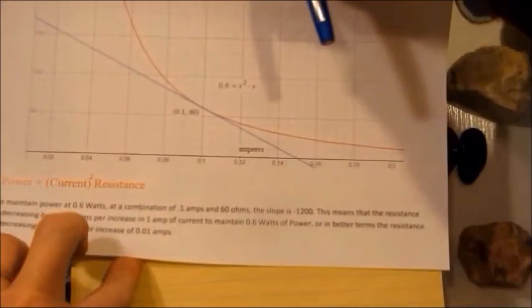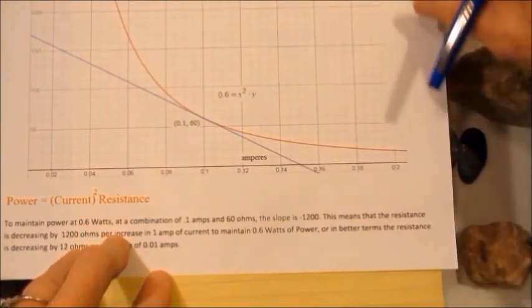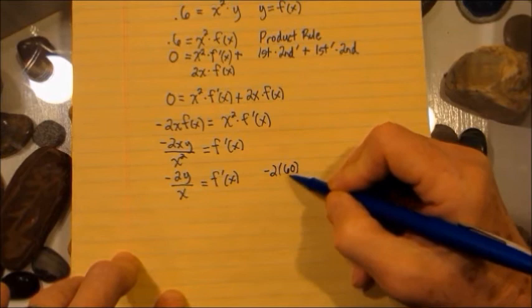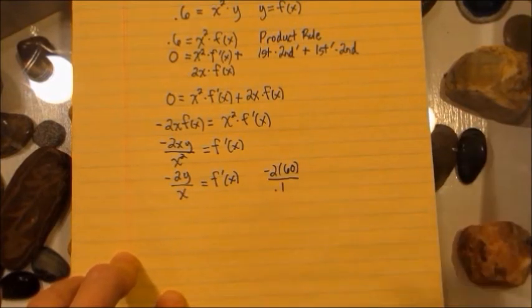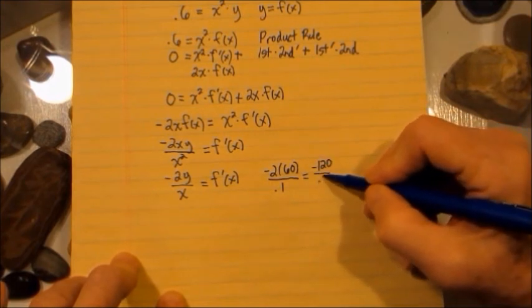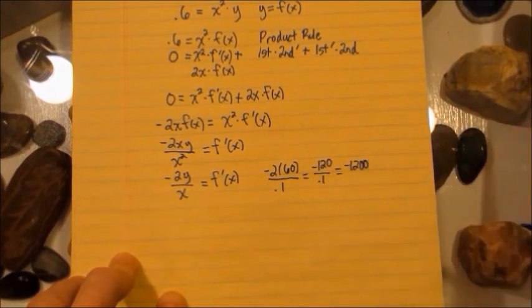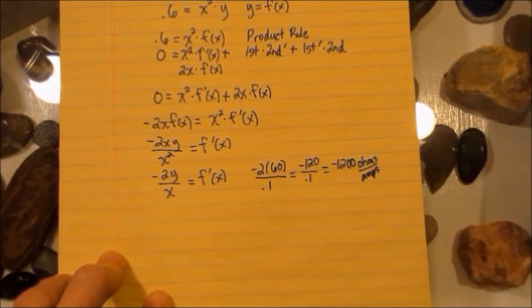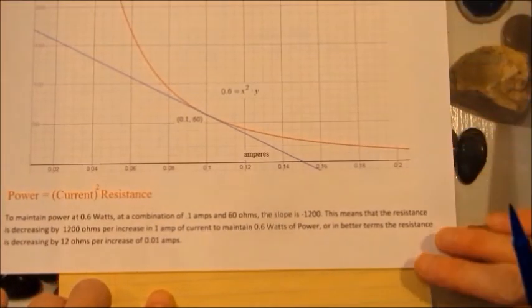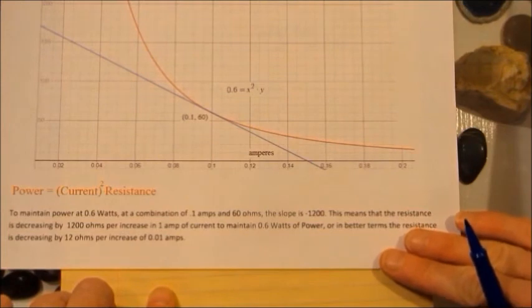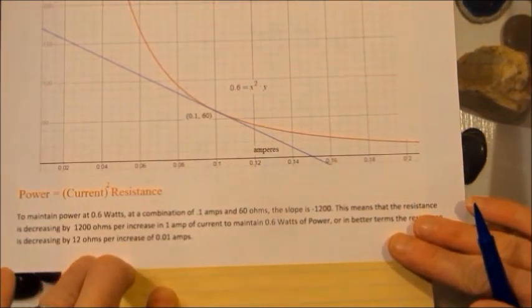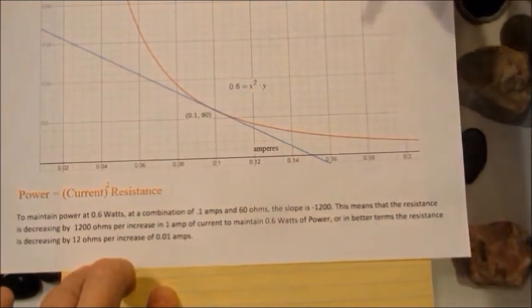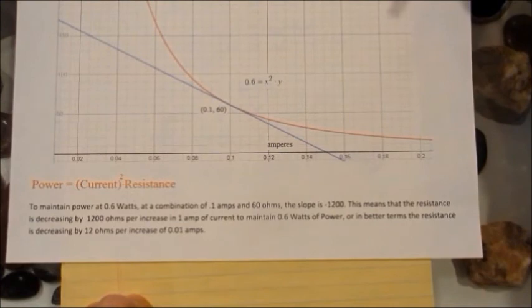So we were interested in the point where amps were 0.1 and the resistance was 60. So at that point, if I plug in the 60 for the ohms and I plug in the 0.1 for the amps, I get negative 120 over 0.1 or negative 1200. And remember, we always want to put the units. So the units are ohms per amps. So at this point, as the amps increase by 1, the ohms had to decrease by 1200. Or you could also more simply say, if the amps increased by 0.01, the resistance had to decrease by 12. So that was a nice beginning example of implicit differentiation.